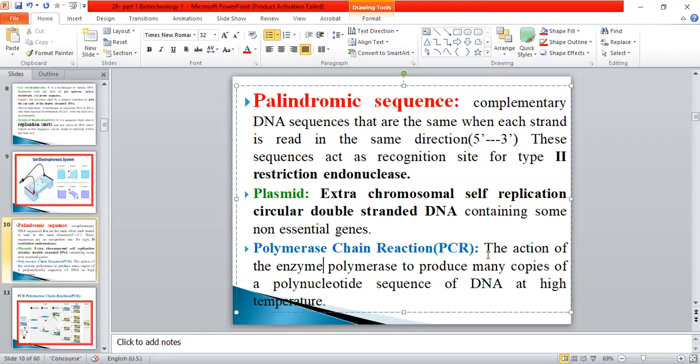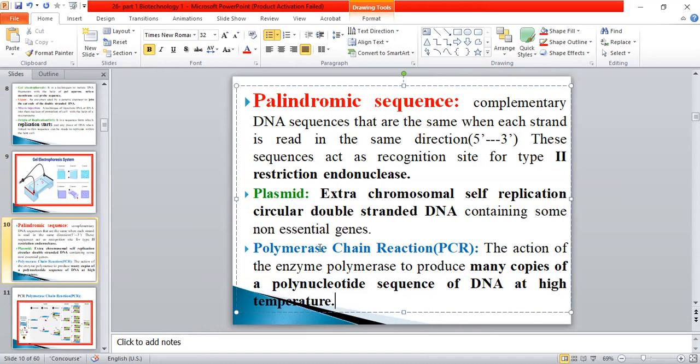Polymerase chain reaction: the action of the enzyme polymerase to produce many copies. This is very, very important. Many copies of the DNA molecules are produced at a high temperature. That is very, very important. Then only we will get the polymerase chain reaction.